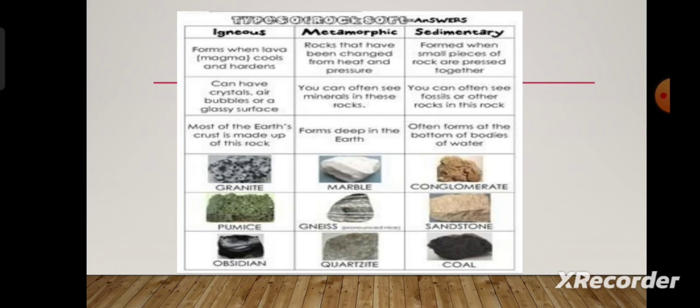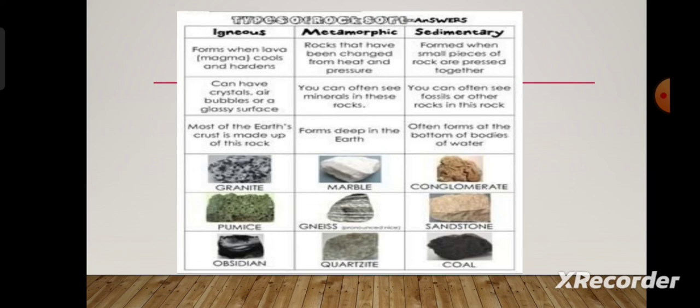So igneous rocks are formed when the lava or magma cools and hardens. But metamorphic rocks are the rocks that have been changed. Metamorphic rocks are formed due to high pressure and temperature. When you apply high pressure and temperature to igneous rock, it becomes metamorphic rock.